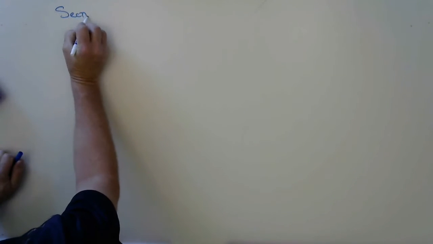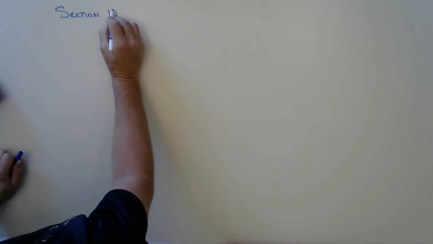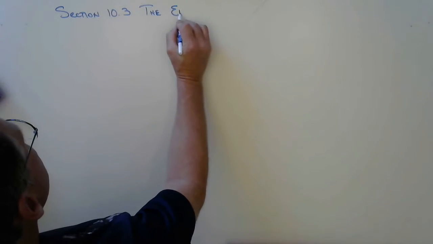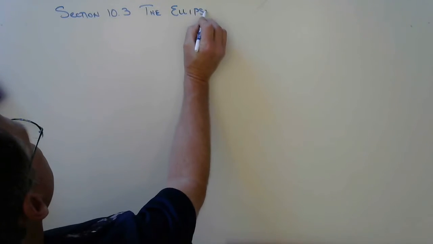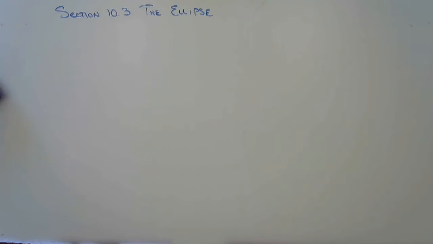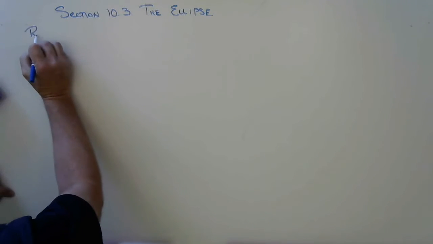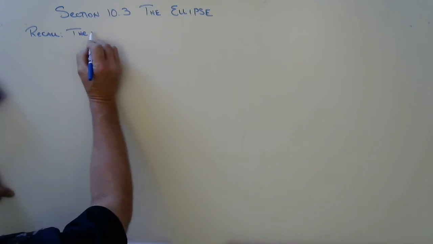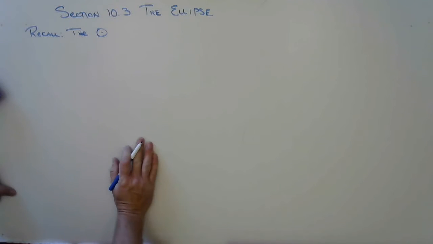In this video, I'm going to cover section 10.3, the ellipse. So when we start the ellipse, let's tie it into something we already know. Let's go back and talk about the circle. All right, let's think about our friend the circle.